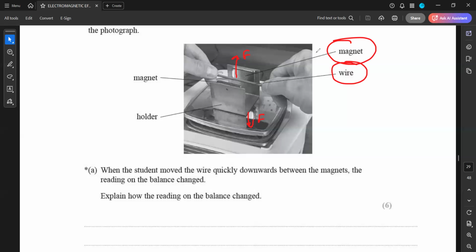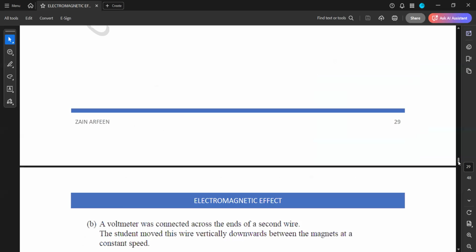Is it clear, this one? Yes, sir. Then we have part B, which is related to the calculation.